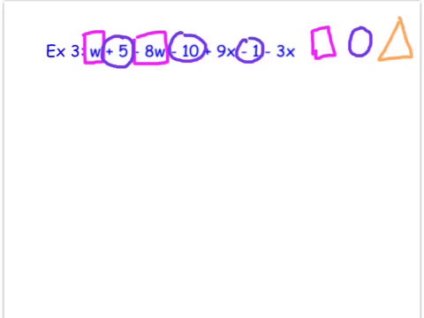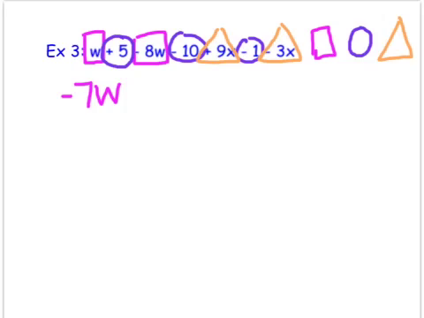Right now I have one more. I'm going to do orange triangles around plus 9x and minus 3x. Oh my goodness, this is a lot of combining. So I've got W minus 8W. That is going to give me minus 7W. Holy smokes, this is a lot of work.